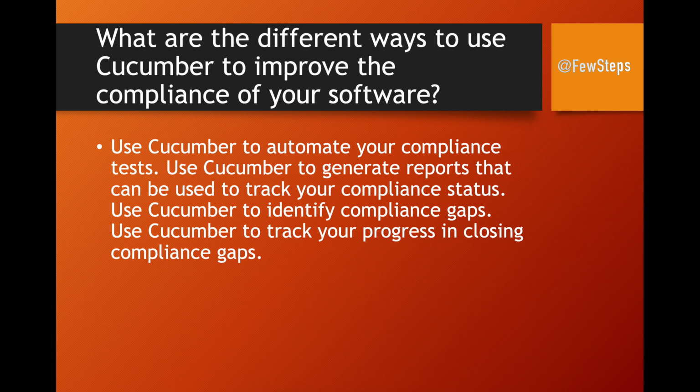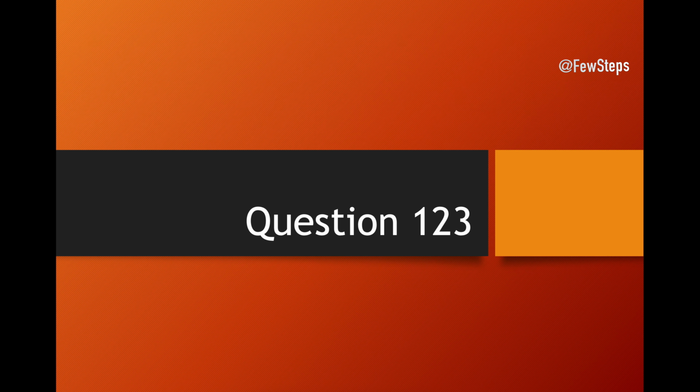Question 122. What are the different ways to use Cucumber to improve the compliance of your software? Use Cucumber to automate your compliance tests. Use Cucumber to generate reports that can be used to track your compliance status. Use Cucumber to identify compliance gaps. Use Cucumber to track your progress in closing compliance gaps.